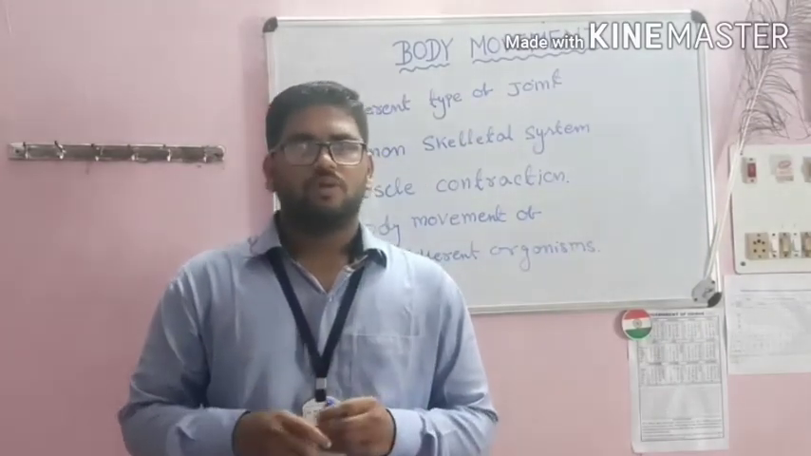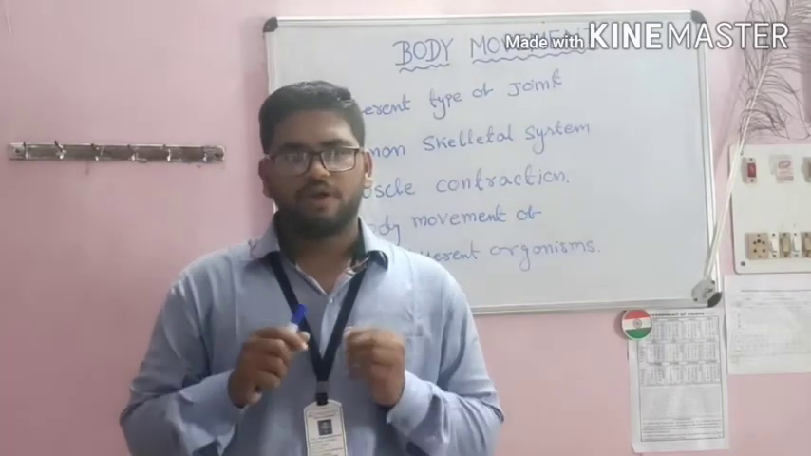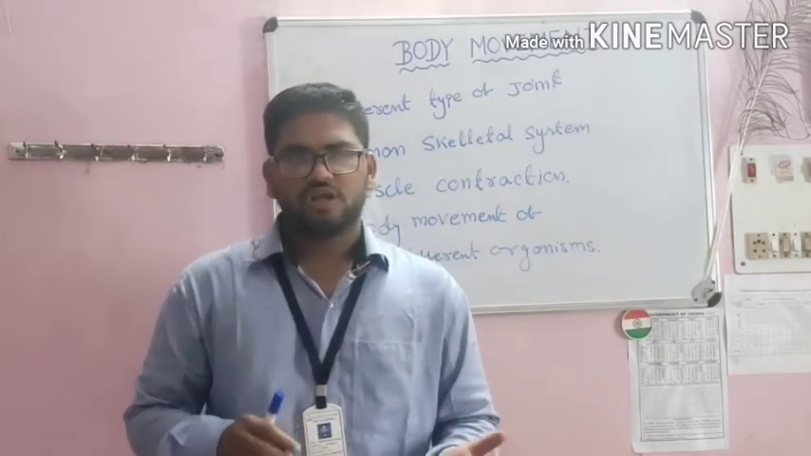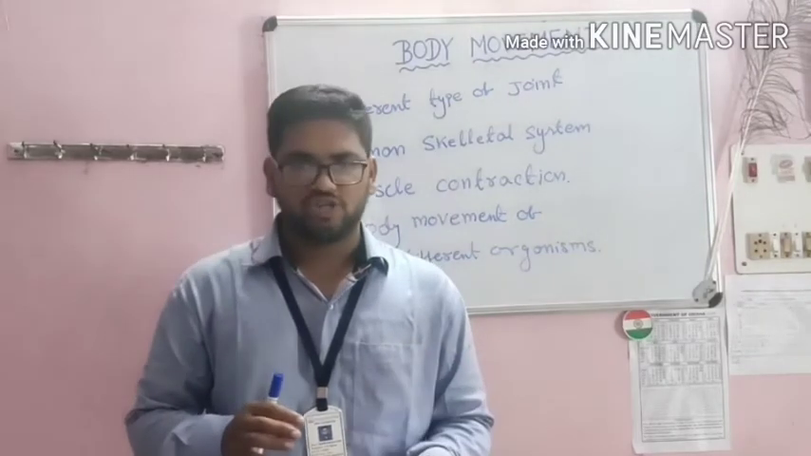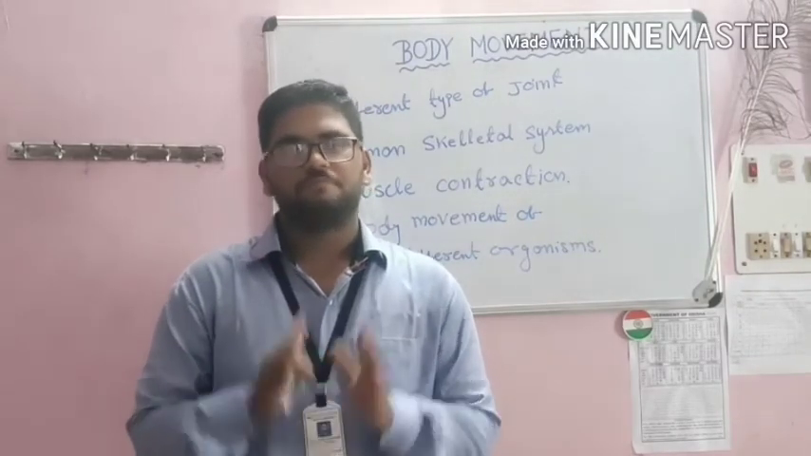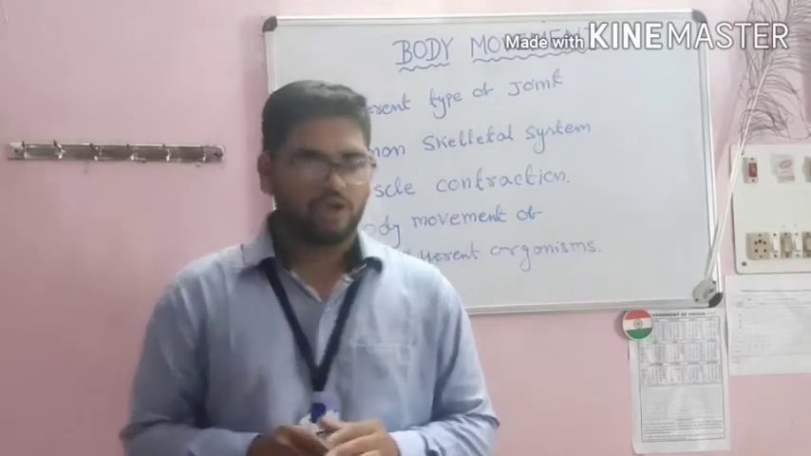Number one is your pivotal joint. Number two is your hinge joint. Number three is ball and socket joint. And number four is your fixed joint. There are four types of joints.